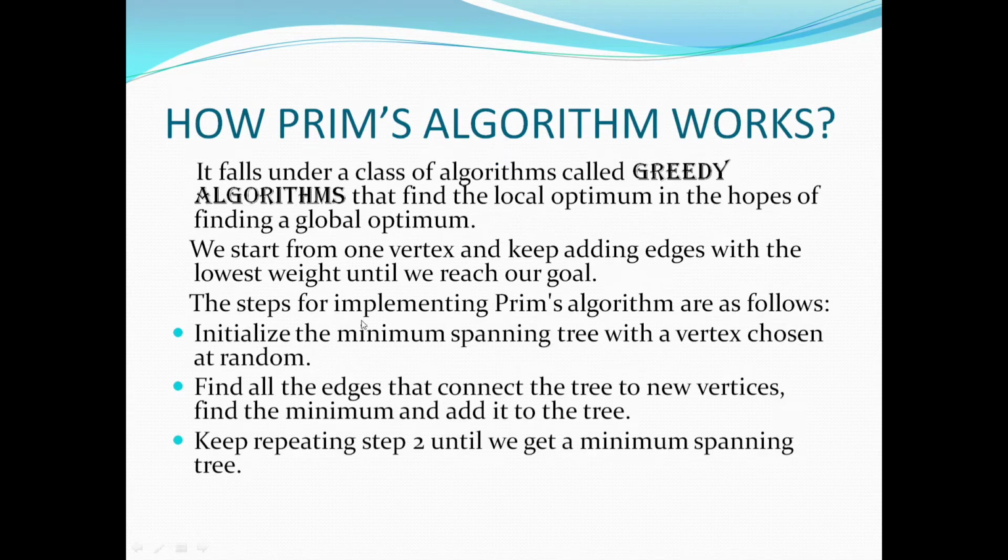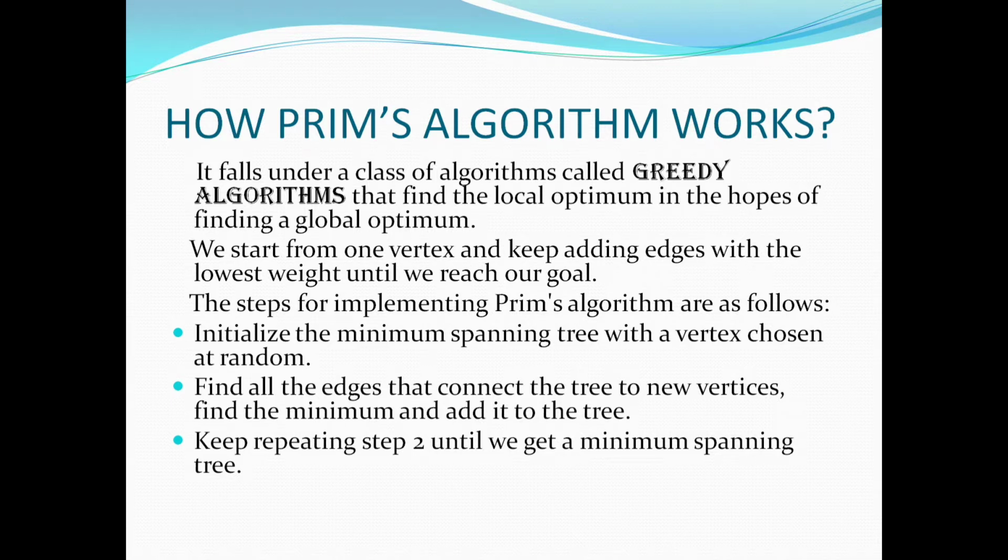Next, how Prim's algorithm works. Let us look at this. It falls under a class of algorithms called greedy algorithms that find the local optimum in the hopes of finding a global optimum. We start from one vertex and keep adding edges with the lowest weight until we reach our goal. The steps for implementing Prim's algorithm are as follows.